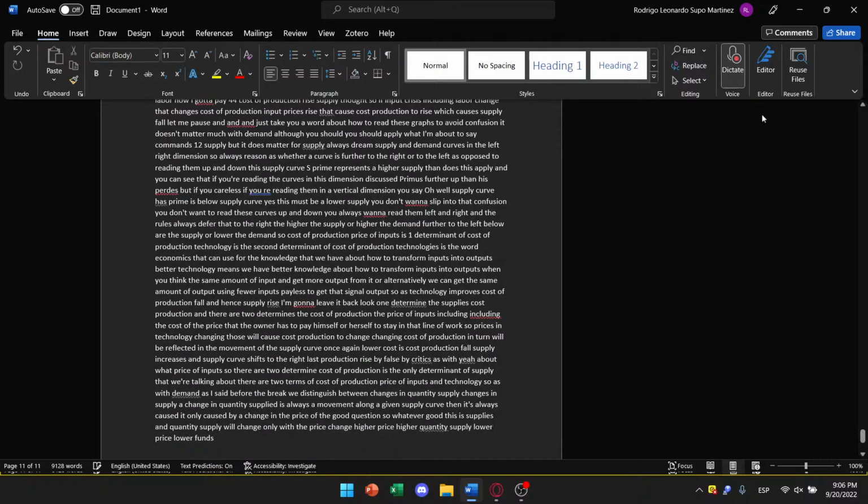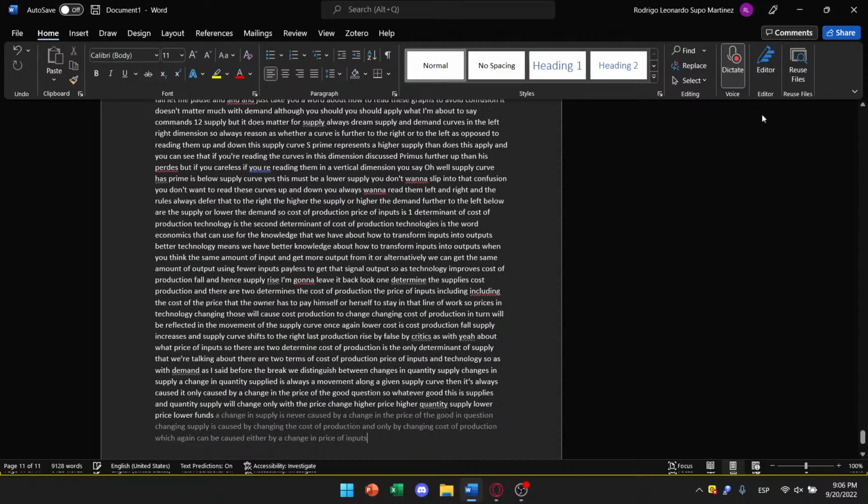A change in supply is never caused by a change in the price of the good in question. A change in supply is caused by a change in the cost of production, and only by a change in cost of production, which again can be caused either by a change in the price of inputs or a change in technology.